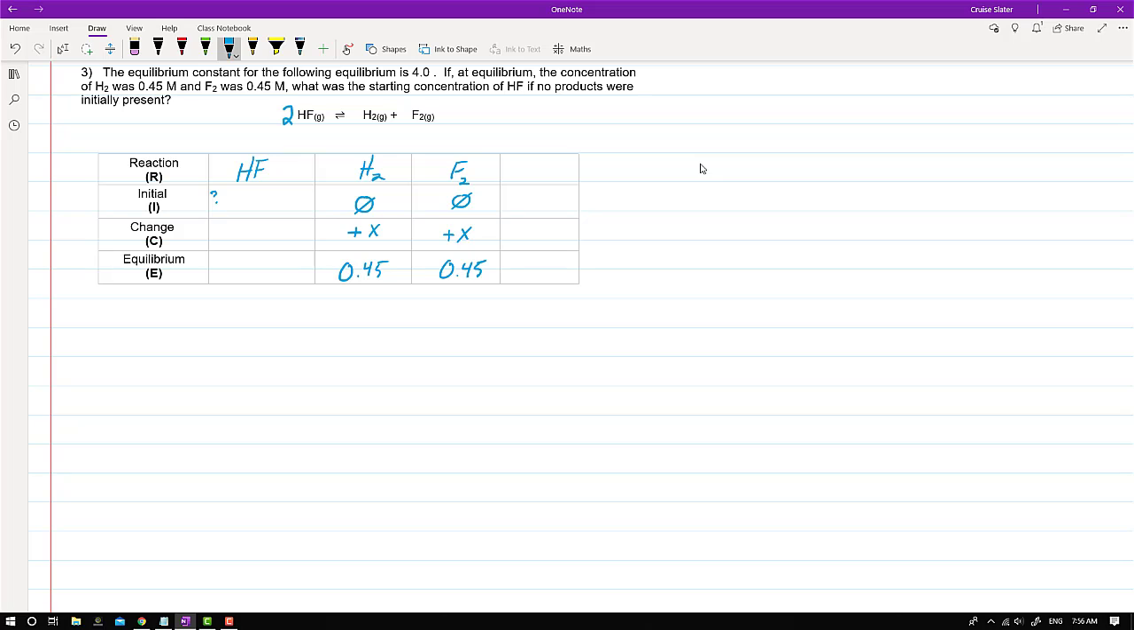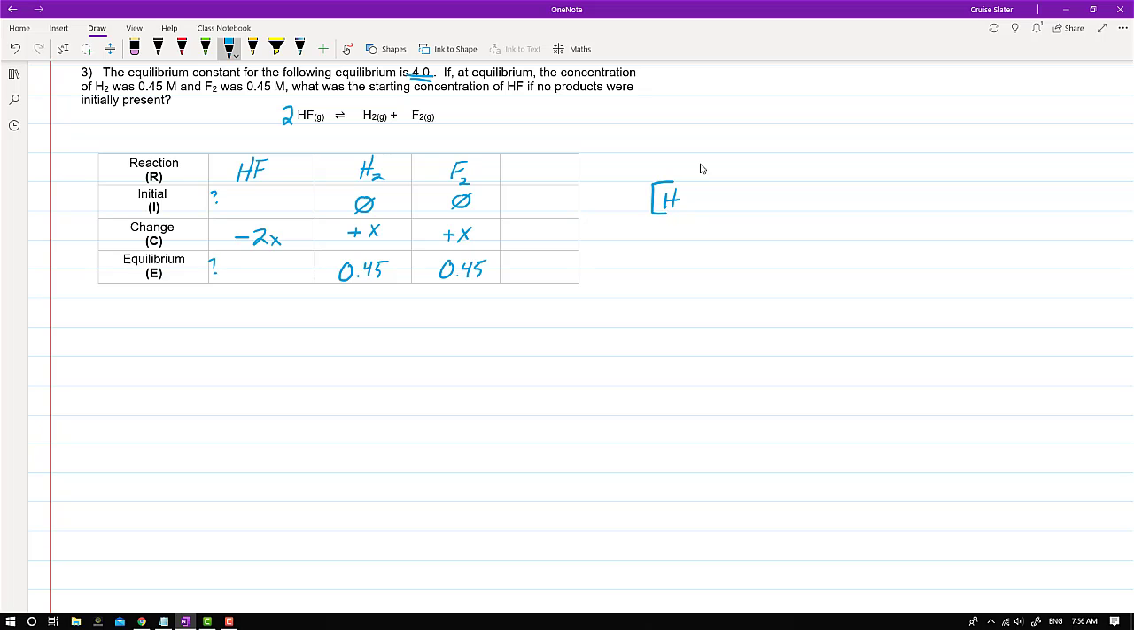And if these are going up by x, well, it's a 1 to 2 ratio, so HF must be going down by 2x. Okay, and then we need to figure out what this value here is as well. Luckily, we know that if we have the Kc value of 4, we could solve for this value here at equilibrium. And if we know this value at equilibrium, we can work backwards to find the initial concentration of HF. So that might be a good thing to do, maybe write down your goal of what you're trying to solve as an equation.